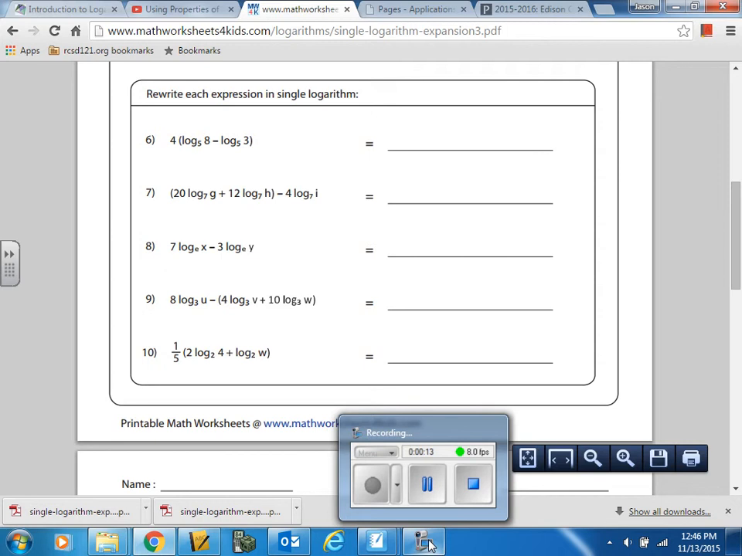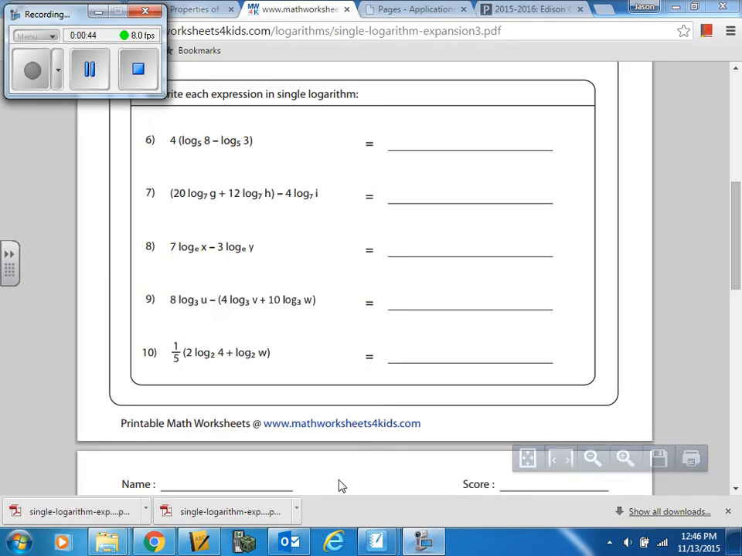I'm going to go over a couple of these. I'm leaving probably 2, 4, 6, and 8. But try them all on your own and then come back and check the ones that I do. If you have any questions on any of them, just bring it to class on Monday.